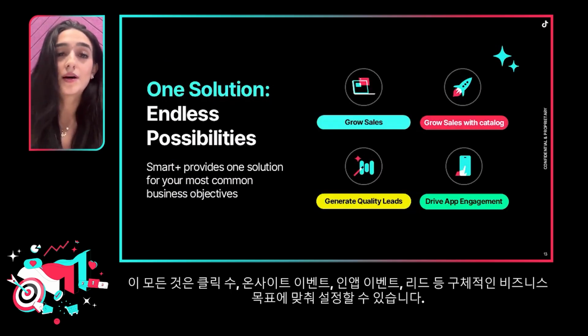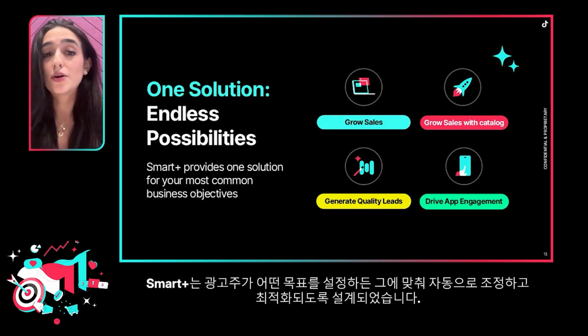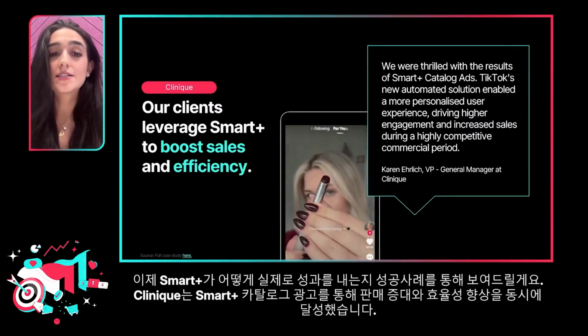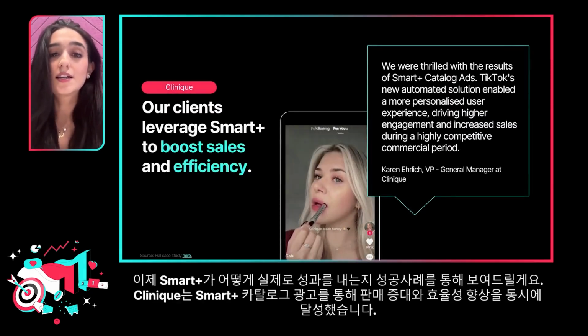All of this can be optimized to your specific business goals, whether you're optimizing towards clicks, on-site events, in-app events, or even leads. The product is built to adapt and prioritize towards whatever goal you set on your end. Here's a great example of how Smart Plus is delivering real business results.